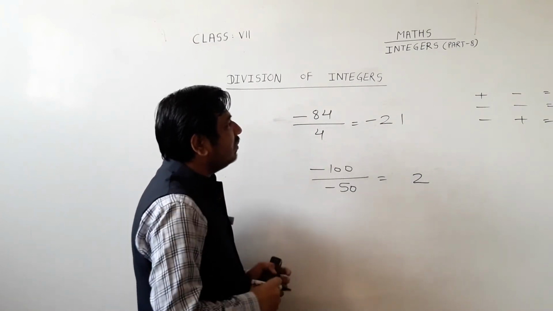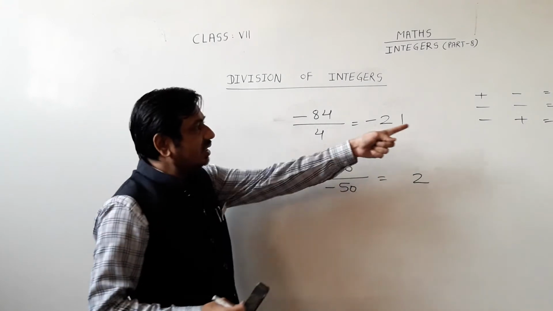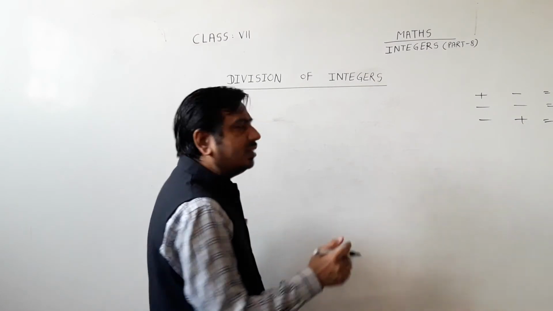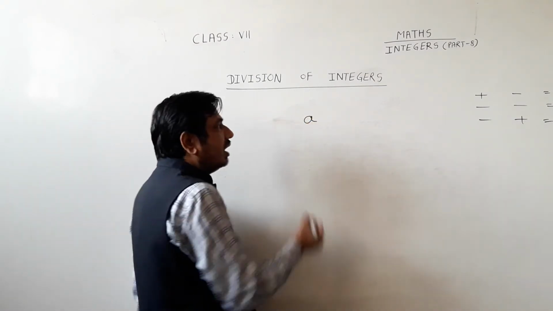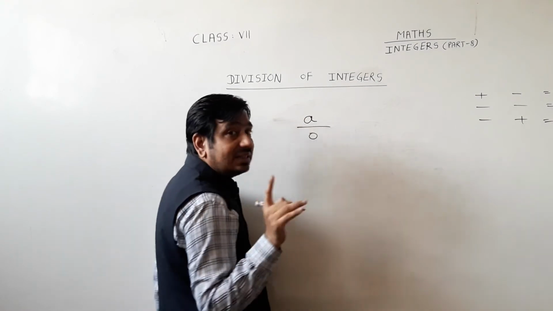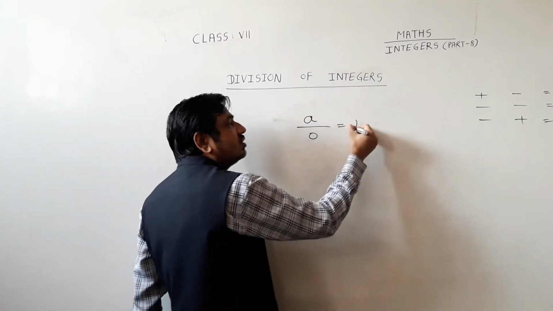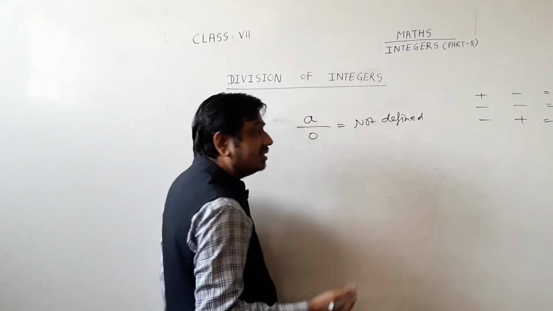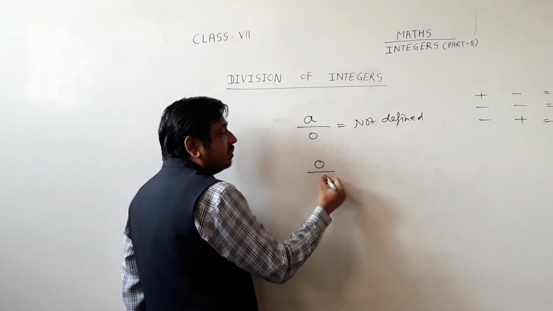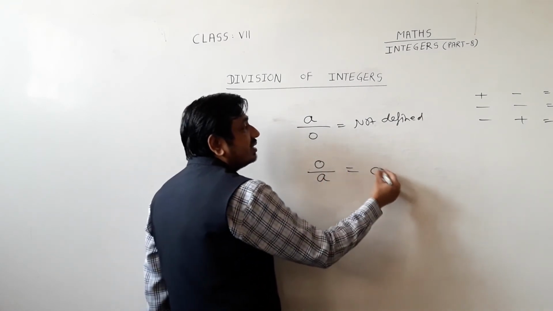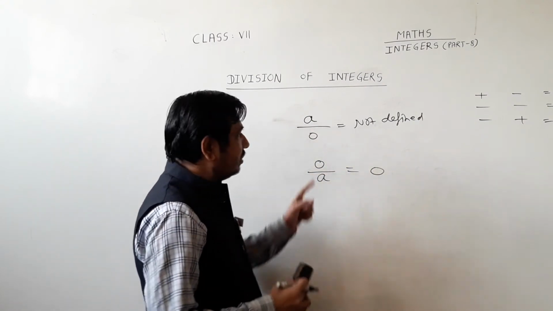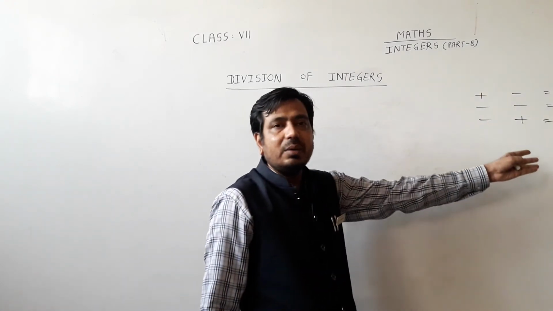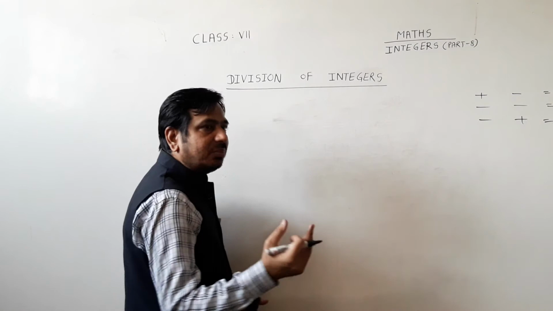So that is why we divide any two integers by this sign rule. And class, I told you earlier, suppose a is any integer, if you divide this integer by 0, class, remember, it is not defined. a is any integer, 0 is also an integer. But if 0 is divided by any integer, your answer is 0. Class, remember these two things. Otherwise, you just get the sign from this table. Okay class, now take one more example of division.